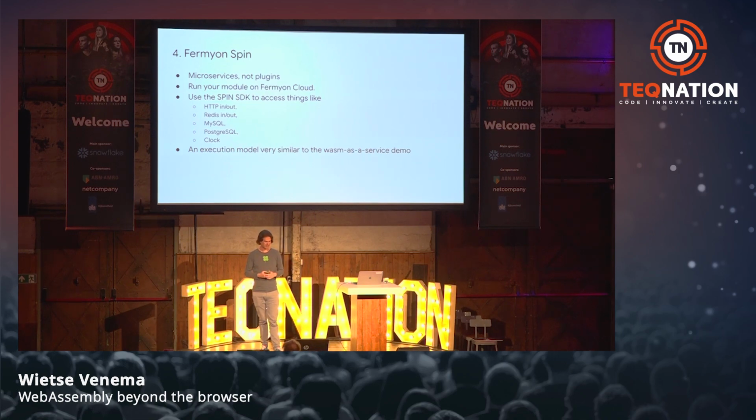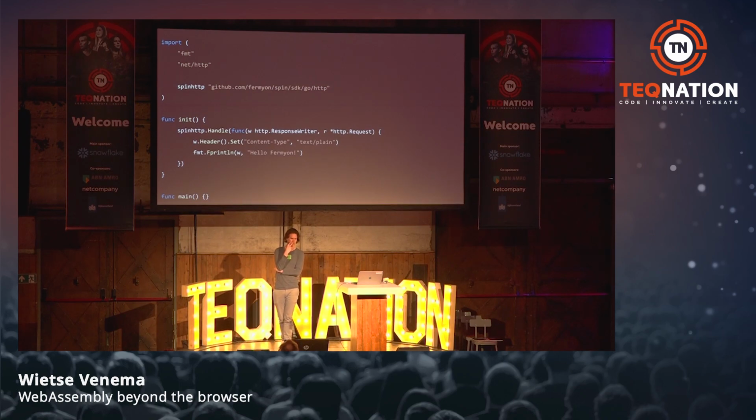And you can run their services on the Fermion cloud. And this is how the code looks for Fermion, right? So if you're not familiar with Go, this is not how you would regularly create an HTTP server, right? The code runs on init, so they execute this microservice on every incoming request, very similar to my Wasm as a service demo again.